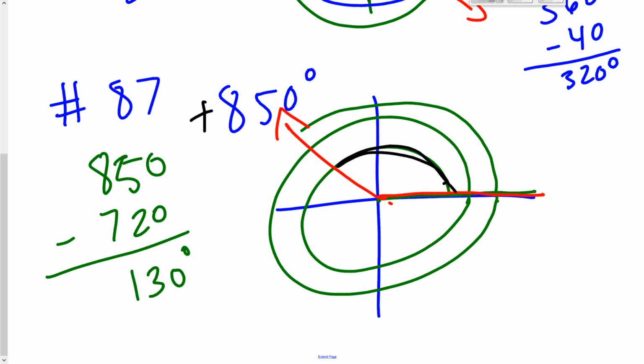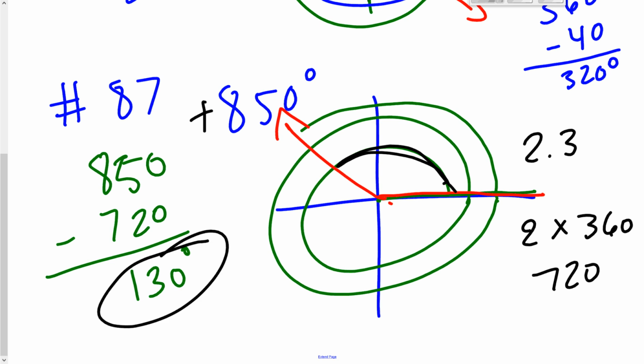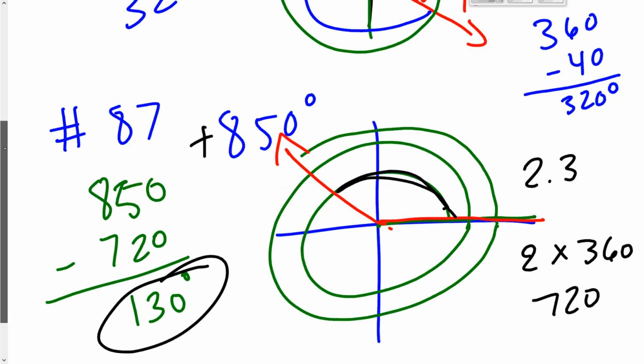Okay, again what you could do is you could divide that by 360, and what you would get would be 2 point something, well, that'd be 2 point probably 3, somewhere around there. So if I round down, because that's positive, I want to round down. So I get 2, I times that by 360, that's 720. And then I take my angle minus 720, that's how I got the 130.